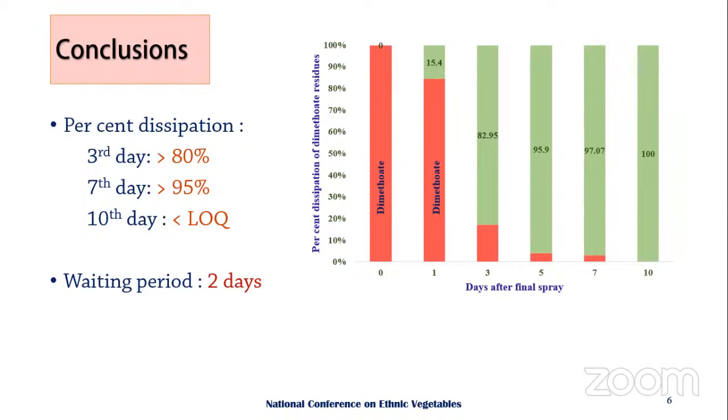So to enjoy safe produce for consumption, there is every need to maintain not only the correct insecticide and the correct dosage, but also the safe waiting period, so that the produce is free from pesticide residues. So in conclusion, I want to say that not only this crop, for any vegetable crop, there is every need to follow the safe waiting period.